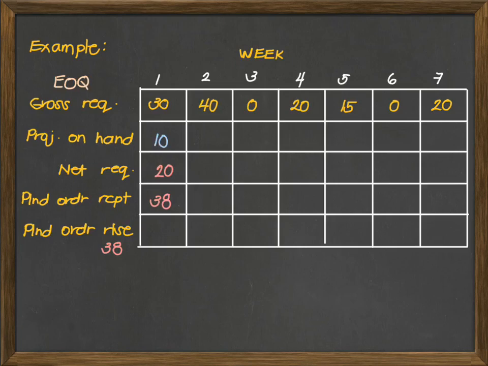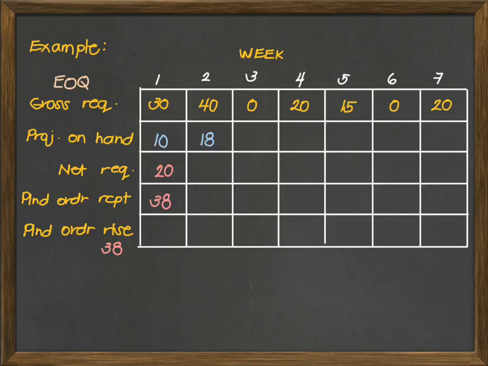And then, since yung ating order na ni-release is 38 pero 20 lang yung kailangan, any excess from there will be going to projected on hand on the following period. So, kung 38 yung in-order, 20 lang yung kailangan. So, 38 minus 20, yung 18 units, yun ay i-carry over on to the next period, which is week 2. Okay? So, again, any excess inventory from the net requirement and yung order natin, maki-carry over lang siya on to the following period.